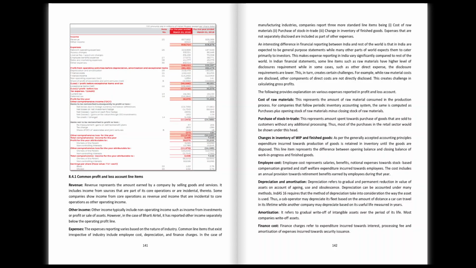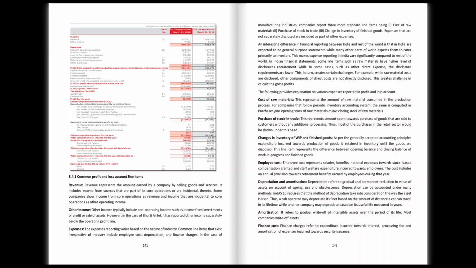The following provides an explanation of various expenses reported in the profit and loss account. Cost of raw materials. This represents the amount of raw material consumed in the production process. For companies that follow the periodic inventory accounting system, the same is computed as purchases plus opening stock of raw materials minus closing stock of raw materials. Purchase of stock in trade. This represents the amount spent towards purchase of goods that are sold to customers without any additional processing. Thus, most of the purchases in the retail sector would be shown under this head.